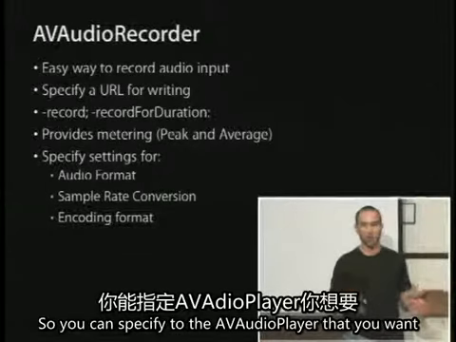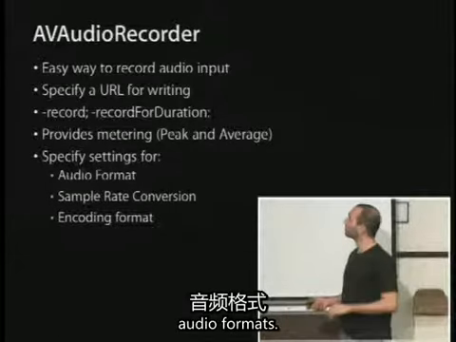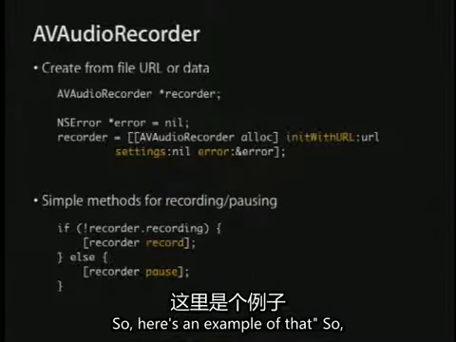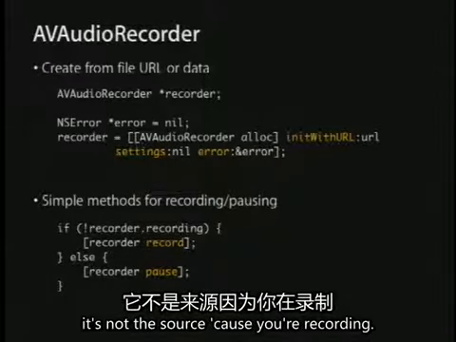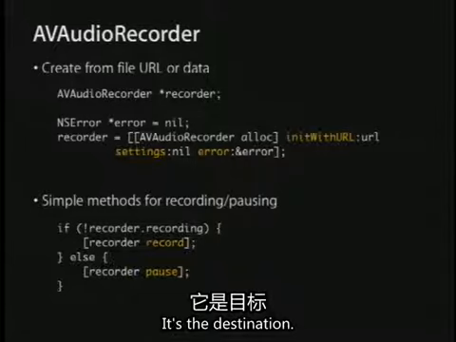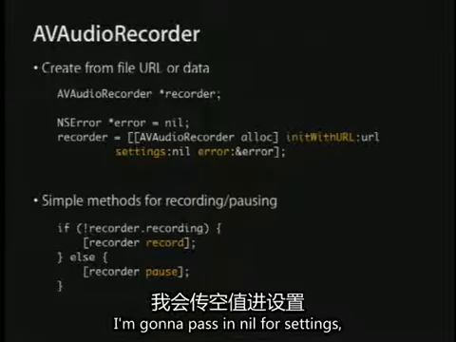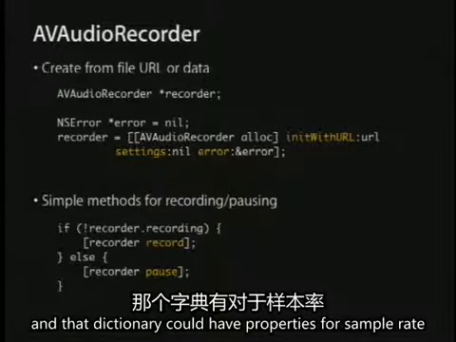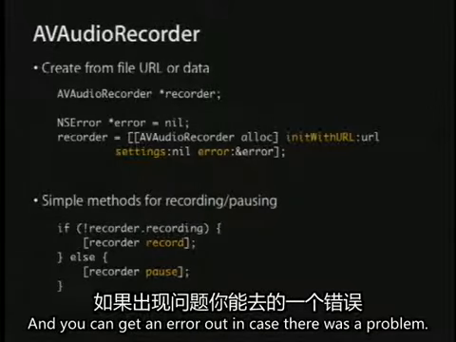So you can specify to the AV audio recorder that you want to init with settings, and those settings are different audio formats. So here's an example of that. You actually create an AV audio recorder with a URL. And that URL is, of course, not the source, because you're recording. It's the destination. And the AV audio recorder will append the data to that URL. I'm going to pass in nil for settings, but I could have passed in, I believe it's a dictionary. And that dictionary could have properties for sample rate and format, compression, stuff like that. And you can get an error out in case there was a problem.